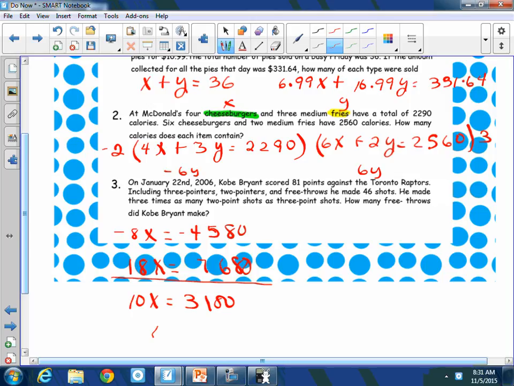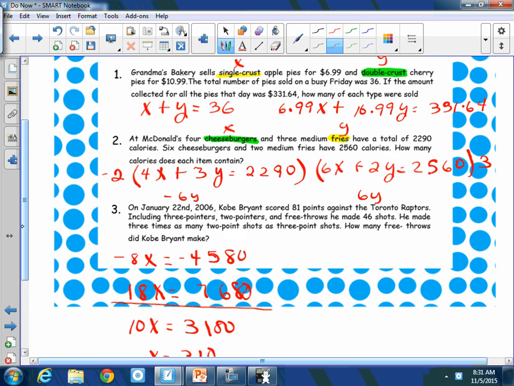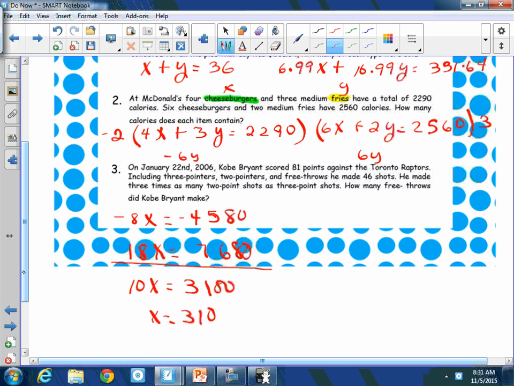Divide by 10. X equals 310. Very good. So what does that 310 mean? The calories in one cheeseburger is 310. Very good.